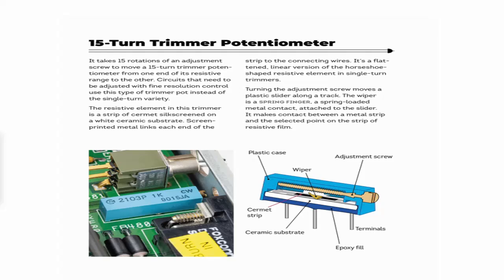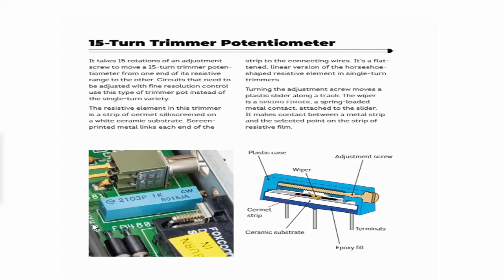Screen printed metal links each end of the strip to the connecting wire. It's a flattened linear version of the horseshoe shaped resistive element in a single turn trimmer. Turning the adjustment screw moves a plastic slider along a track. The wiper is a spring finger, a spring loaded metal contact attached to the slider. It makes contact between a metal strip and the selected point on the strip of the resistive film.